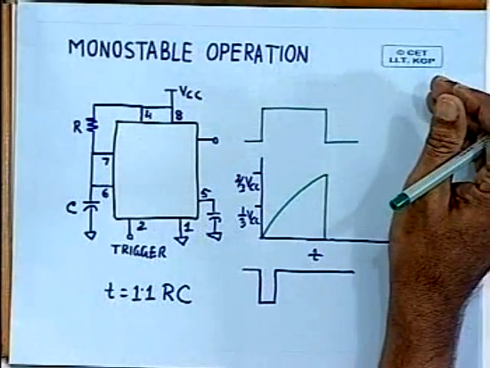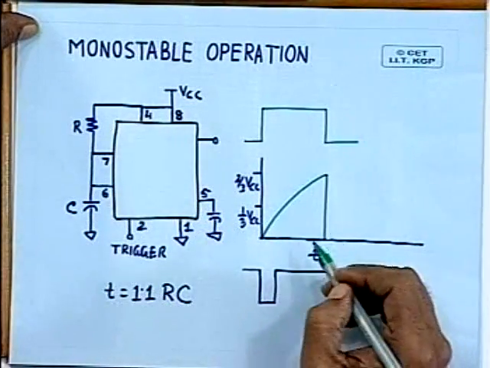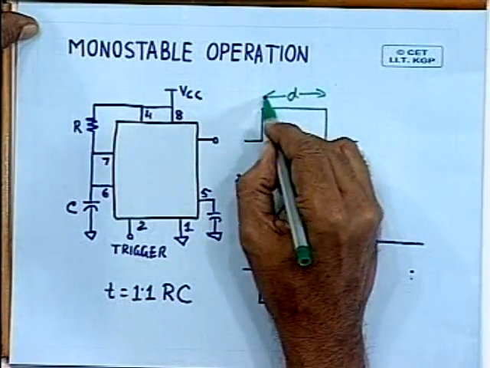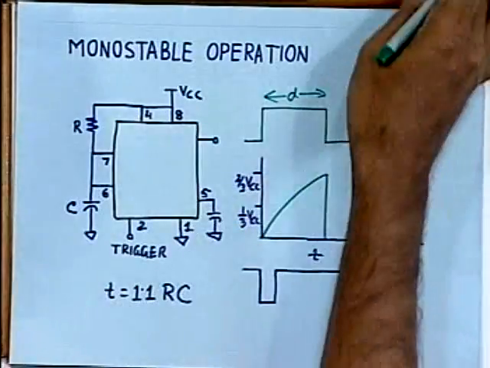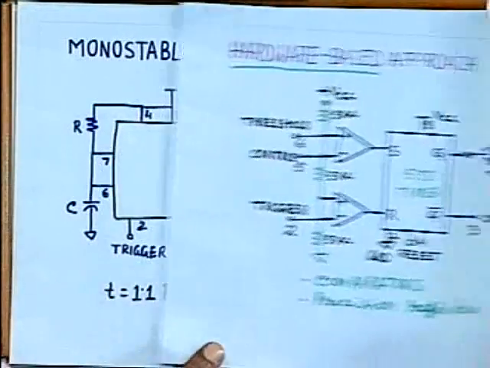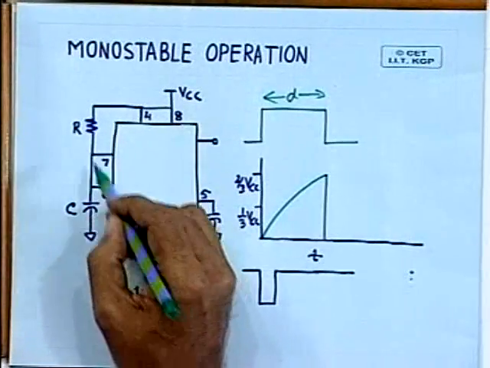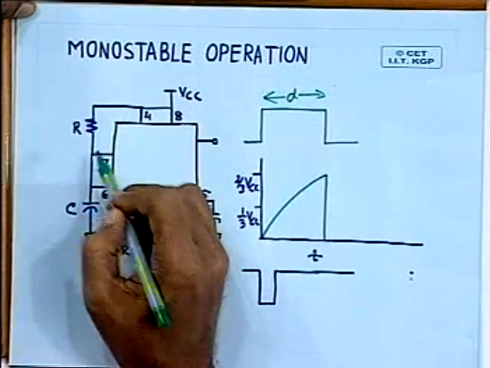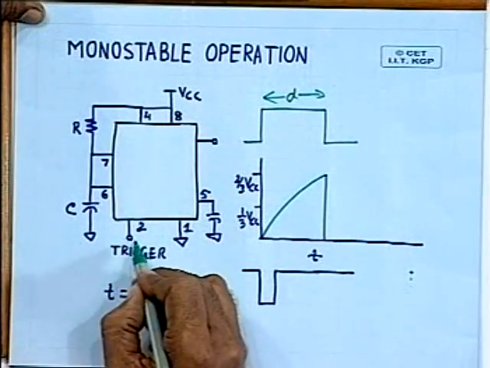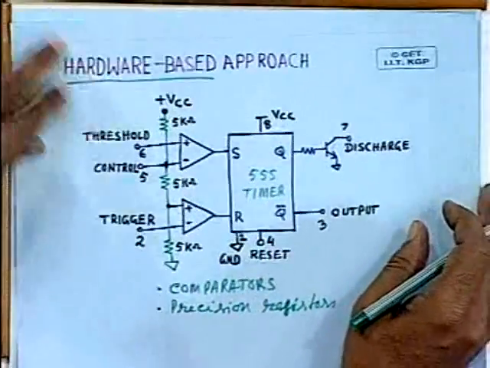Now you can use the same chip, however you have to change the hardware interconnection to generate a delay. Here the delay period is shown. This delay you would like to generate. How is it interconnected? Here you see 7 and 6 are tied together and connected to a capacitor, and there is a separate resistor connecting to it. And there is an input trigger, 2 is acting as the trigger input.